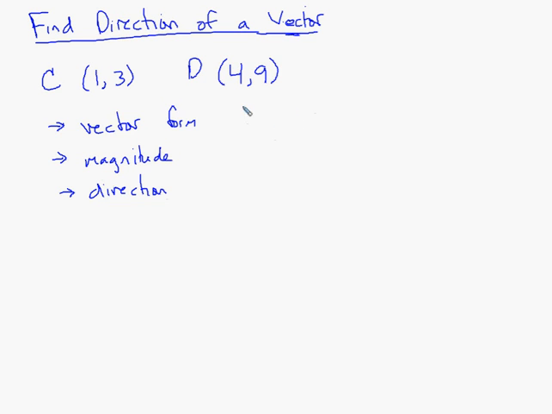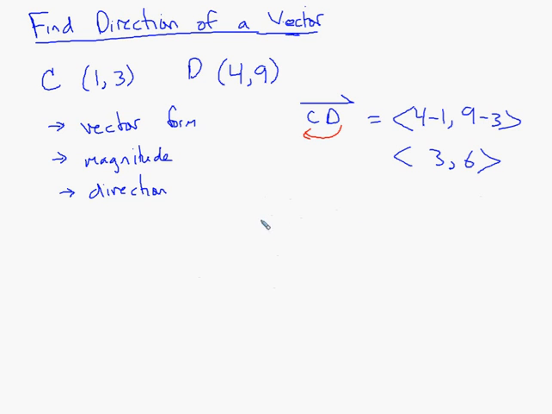To get vector form, how do we do that? I want vector CD. So I'm going to do 4 minus 1, and I'm going to get 3, 6. That's the vector component form of CD. What we need to remember is that we do that backwards: if we want the vector drawn from C to D, I do D minus C. All right, so that's our vector form.